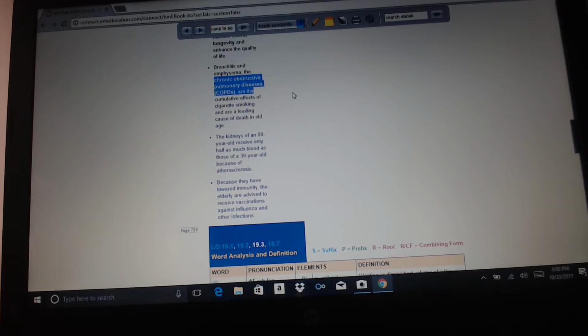Bronchitis and emphysema, the chronic obstructive pulmonary diseases, are the cumulative effects of cigarette smoking and are a leading cause of death in old age. The kidneys of an 80-year-old receive only half as much blood as those of a 30-year-old because of atherosclerosis. Because they have lowered immunity, the elderly are advised to receive vaccinations against influenza and other infections.